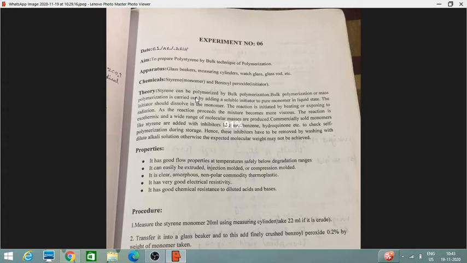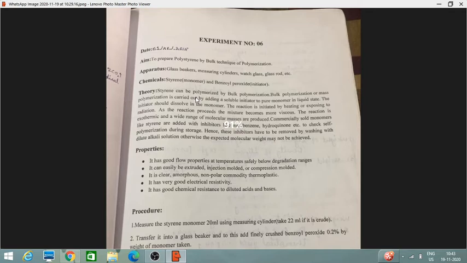Properties. It has good flow properties at temperatures safely below degradation ranges. It can easily be extruded, injection molded, or compression molded. It is a clear, amorphous, non-polar commodity thermoplastic. Okay, it is thermoplastic, clear, amorphous, non-polar. Easily extruded, injection, compression, all molding processes can be carried out with PS. It has very good electrical resistivity, and good chemical resistance to dilute alkali and acids.